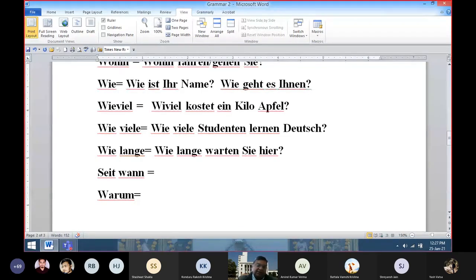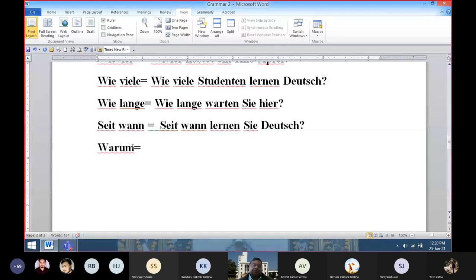So somebody is asking: Seit wann lernen Sie Deutsch? Seit wann means since when, lernen means learn, Sie means you, Deutsch. So since when are you learning German? Or since when have you been learning German? You can also translate it like this. So seit wann means since when, something started in the past and is continuing. For those types of questions, we take the help of this question word seit wann, since when. Seit means since. One word you already know, wann, when.